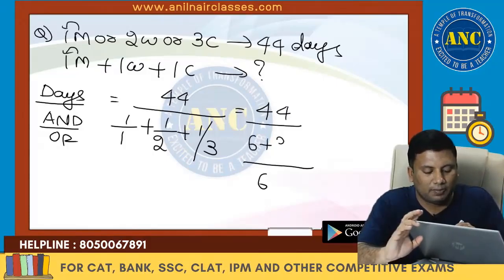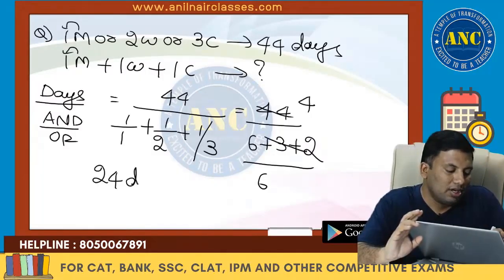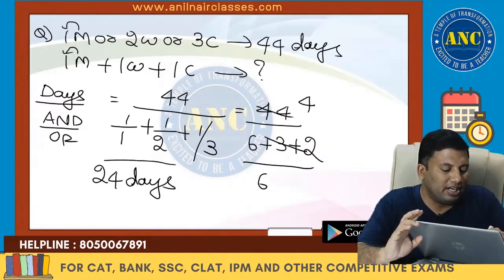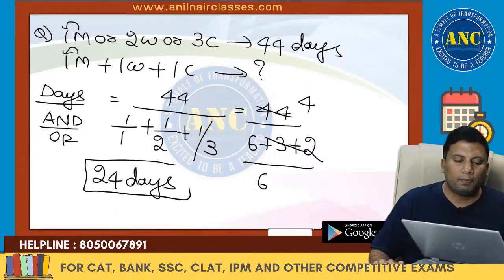These are 6 plus 3 plus 2, which is 11. 11 4s are 44, 4 6s are 24. The answer is 24 days. Directly you will get the answer, whether it is 2 people or 3 people.